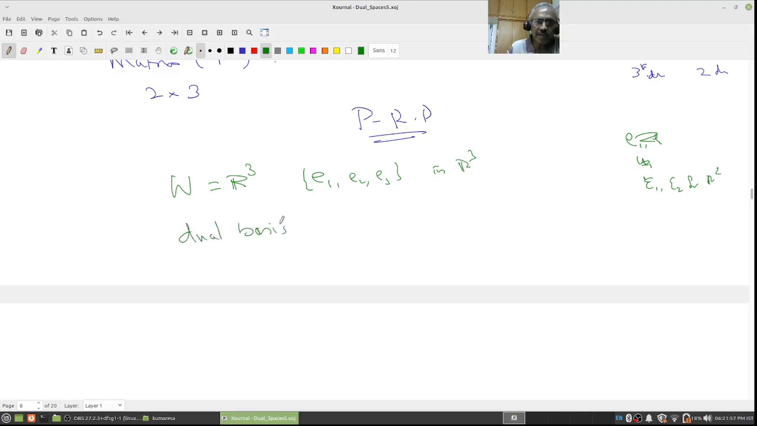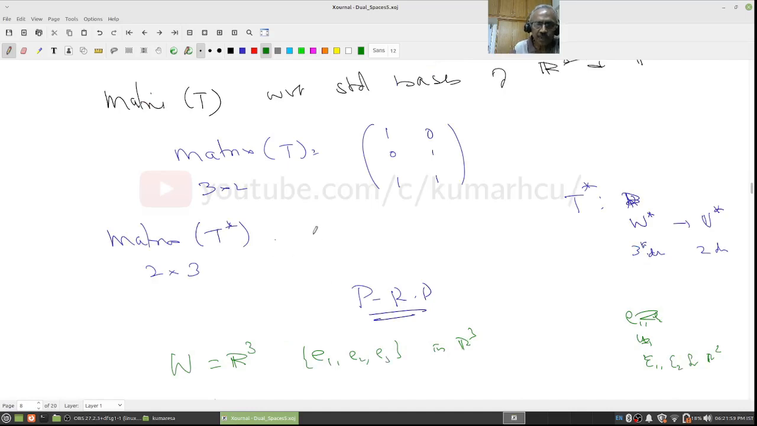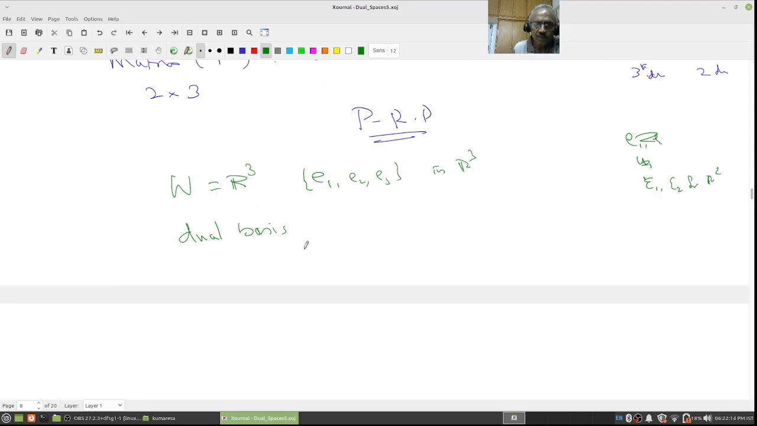So when I want the matrix of T star, what should I do? I should look at it with respect to the dual basis of V star and W star, or if you want W star and V star, because T star is from W star to V star. You understand that? So what is the dual basis?